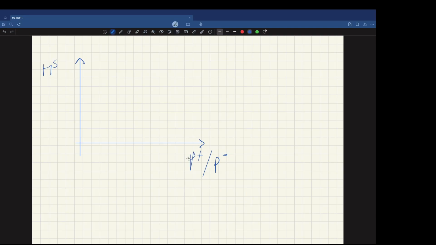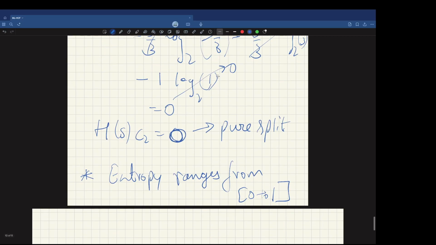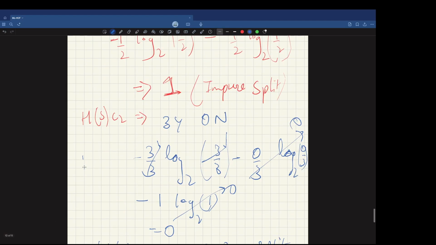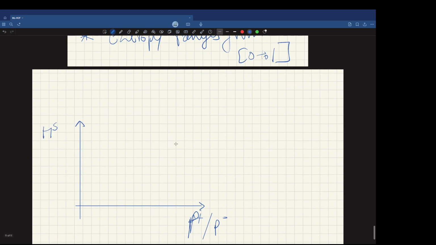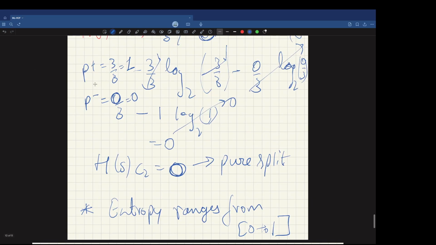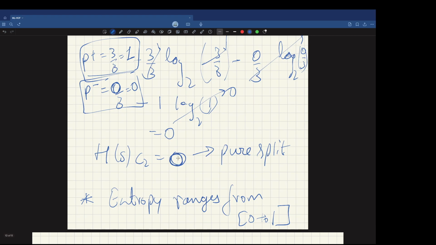So if you talk about the last example, over here what was P positive? P positive was 3 by 3, that means 1. And P negative was 0 by 3, that is nothing but 0. Right, guys? Say yes or no. So P positive was 1 and P negative was 0. In that case, we have a pure split, H of S as 0.